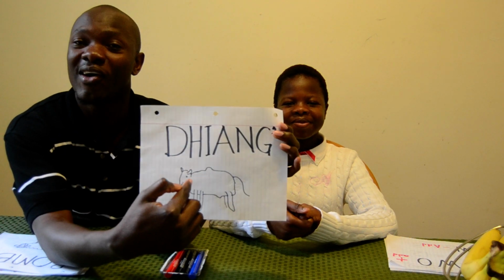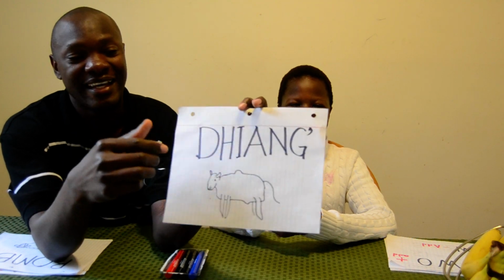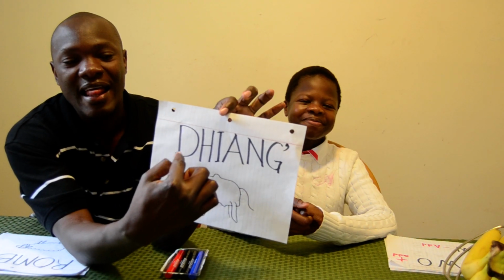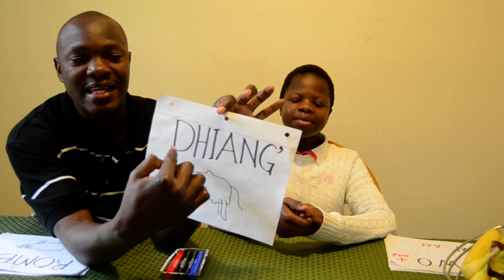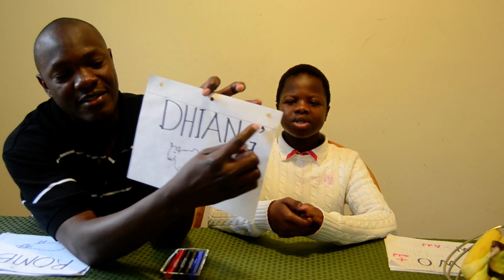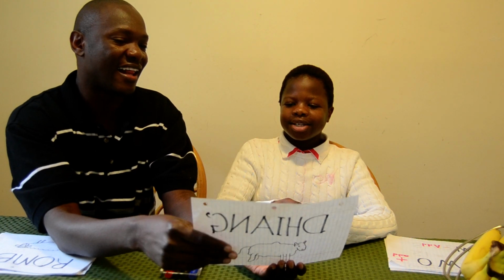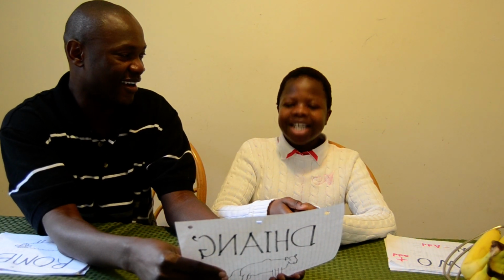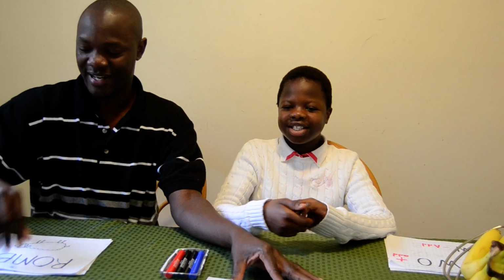I will show you the animal and tell you how to read the animal. This is a cow. My drawing is nice. As you can see, the cow is called, this is D-H-I, you pronounce it like that. So this is diang. There's an apostrophe right here. What do you say? Diang. Correct.